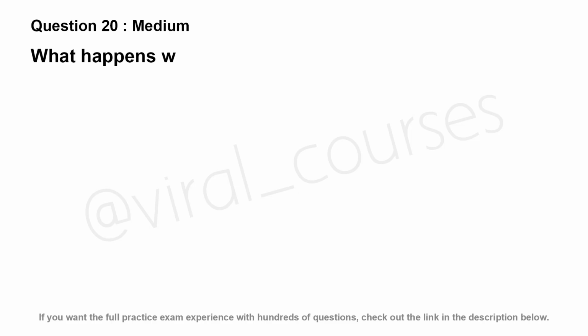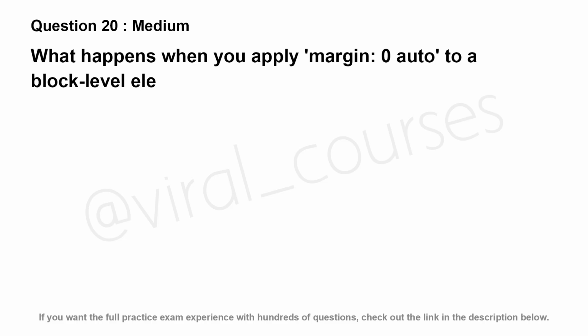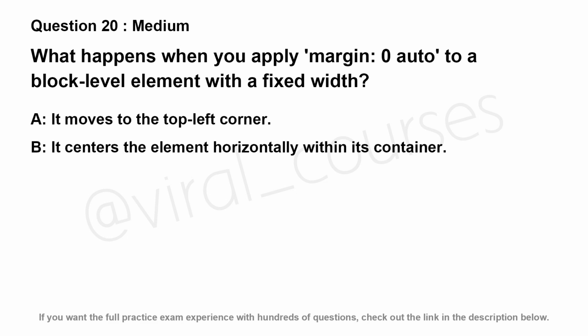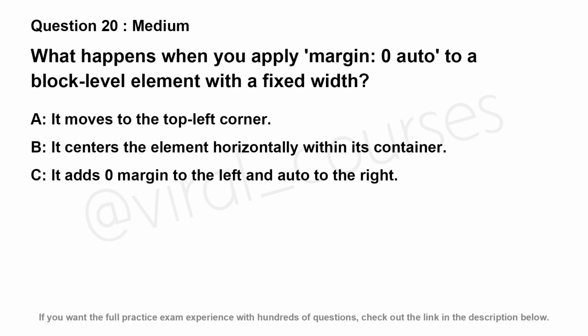What happens when you apply margin: 0 auto to a block level element with a fixed width? Option A, it moves to the top left corner. Option B, it centers the element horizontally within its container. Option C, it adds 0 margin to the left and auto to the right. Option D, it stretches the element to 100% width.